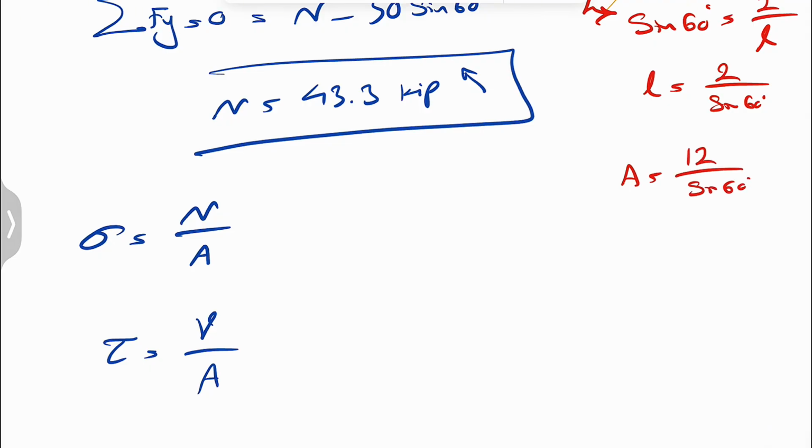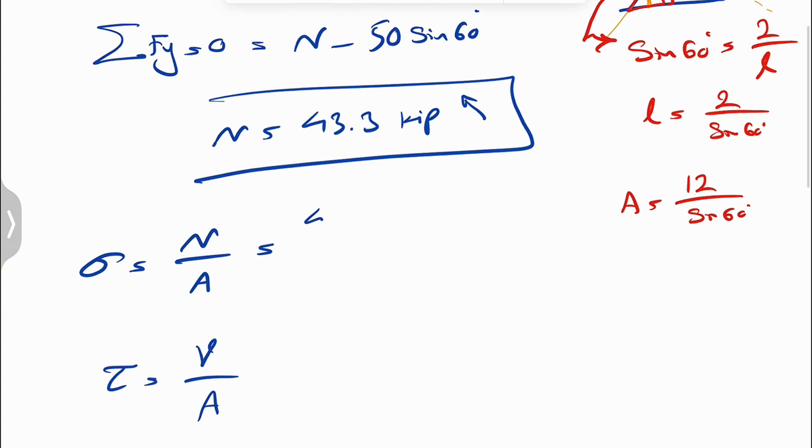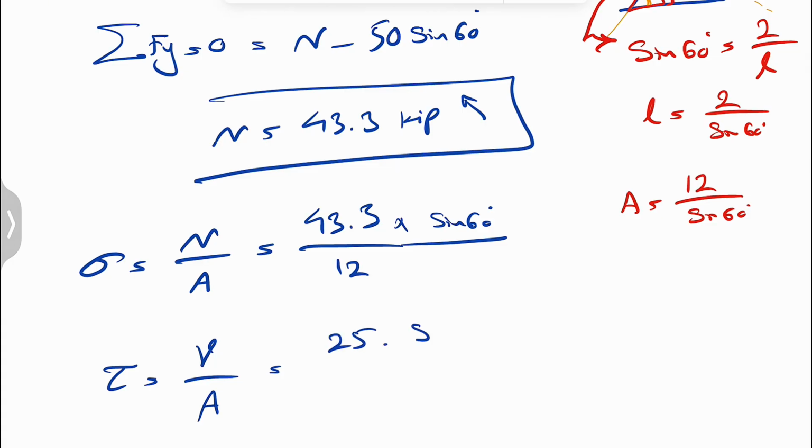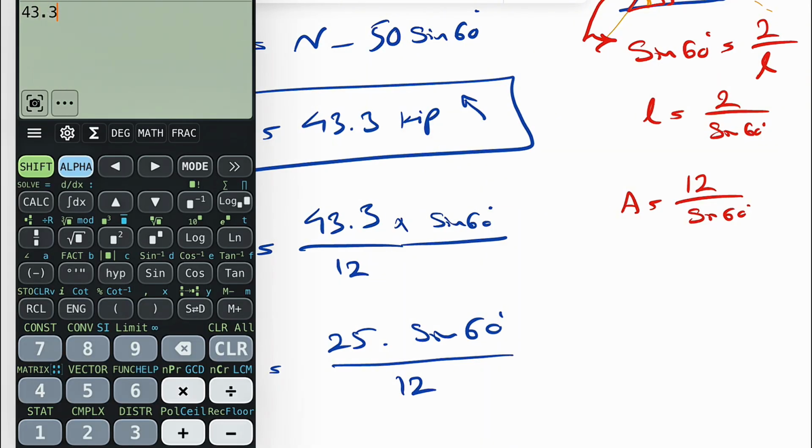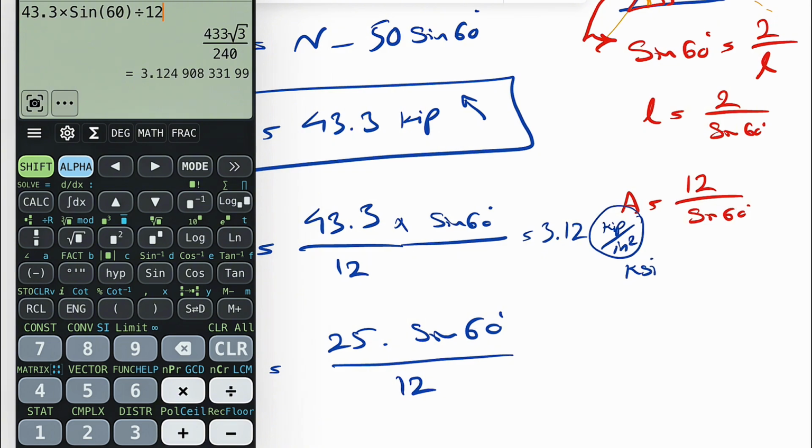All right, now we can find the average normal stress. So basically 43.3 divided by the area. So 12 over sine of 60 is going to go to the numerator. So 43.3 times sine of 60 divided by 12. That's going to give us 3.12 kip per inch squared, which is also called KSI.